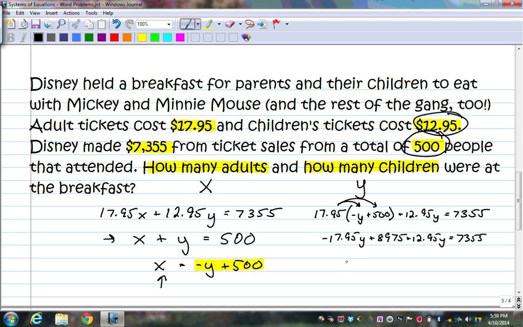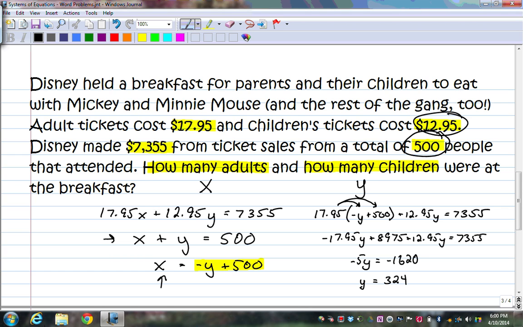Combine my like terms, negative 17.95 and 12.95. One's negative, one's positive. I end up with a negative 5y is equal to, and I'm going to do two steps at once. I'm going to subtract this 8,975 from both sides at the same time. So I end up with a negative 1,620 over here. Divide by negative 5 on both sides, and y is 324.